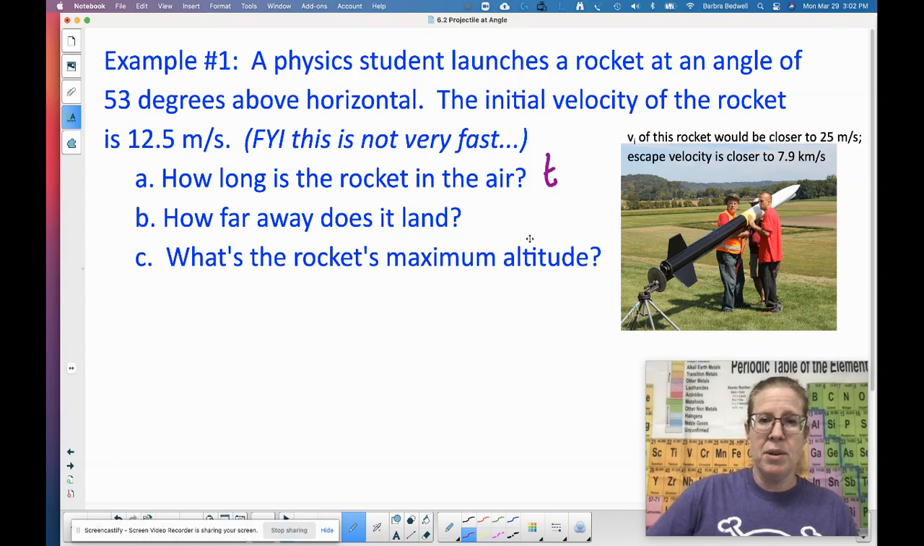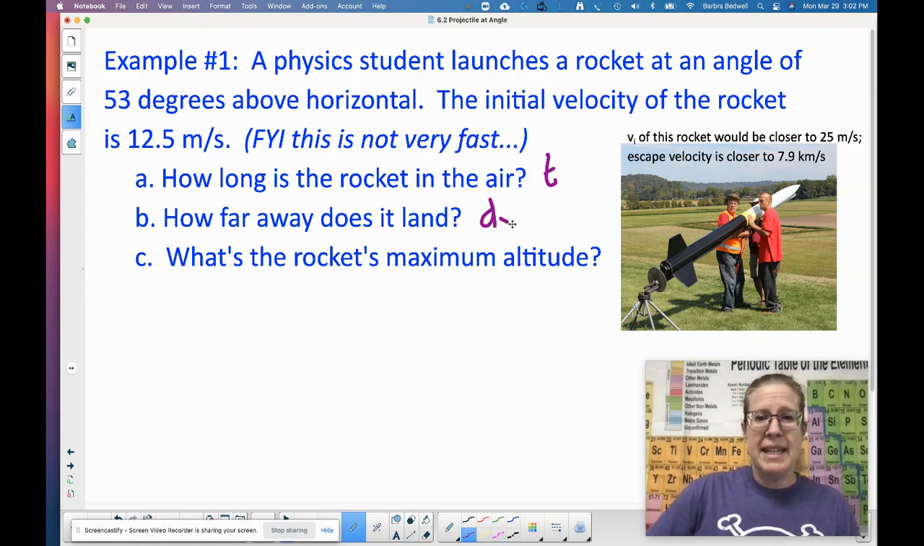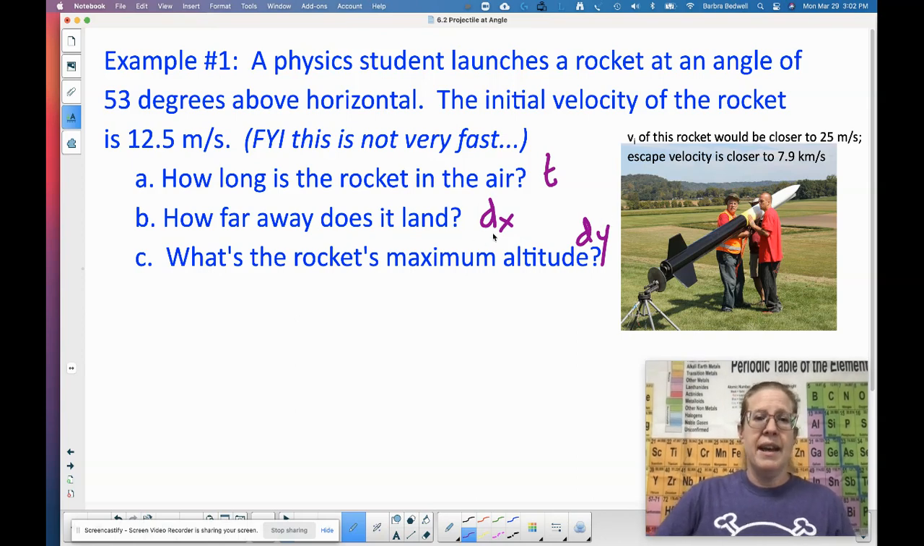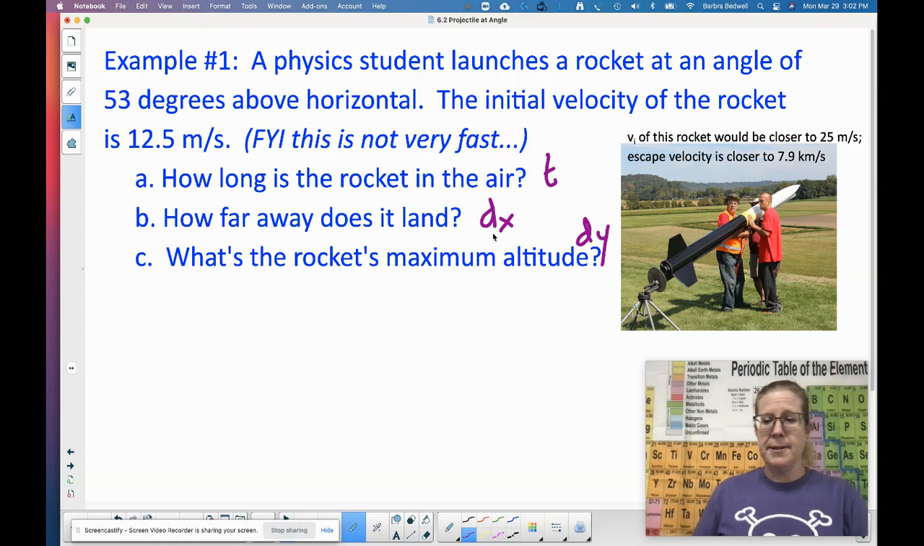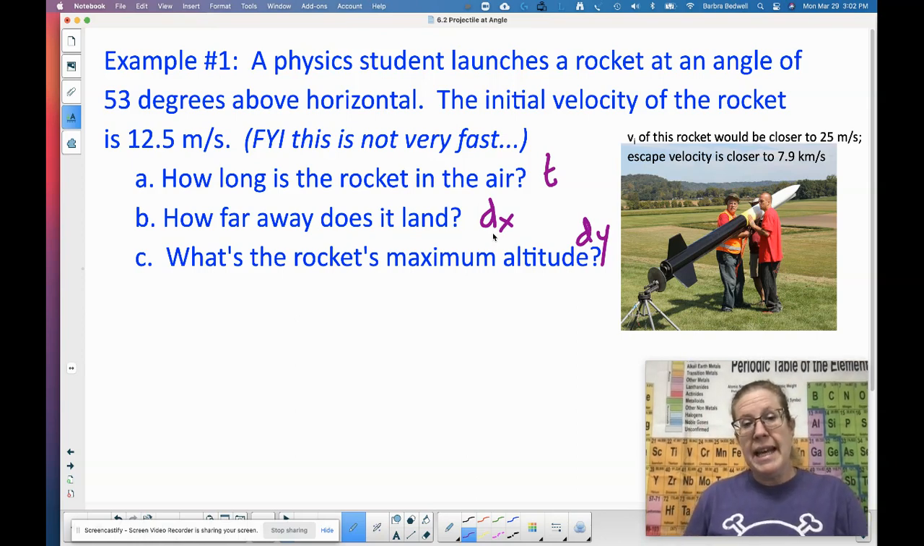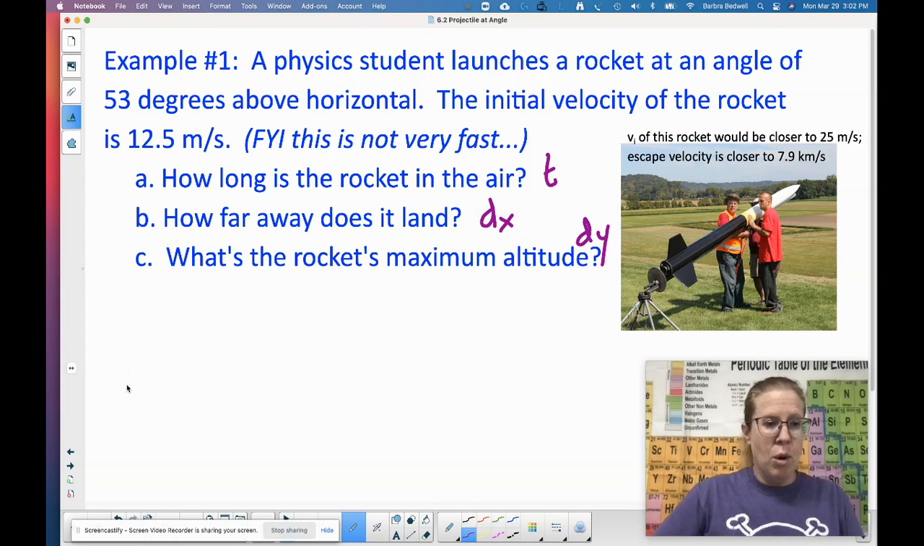So this is time here that we're going to try to find. This is going to be dx, and this is going to be dy, right? Altitude's a y dimension, and then displacement horizontally is going to be that x dimension. So what do we know about this? First things first, we have to take that initial velocity and turn it into our x and y components. So we've got our rocket.